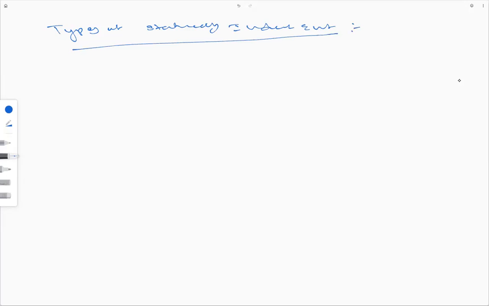So let us now discuss. There are two types of induced EMFs. So write the heading: Types of statically induced EMF. The first one is self-induced EMF, and the second one is mutually induced EMF.